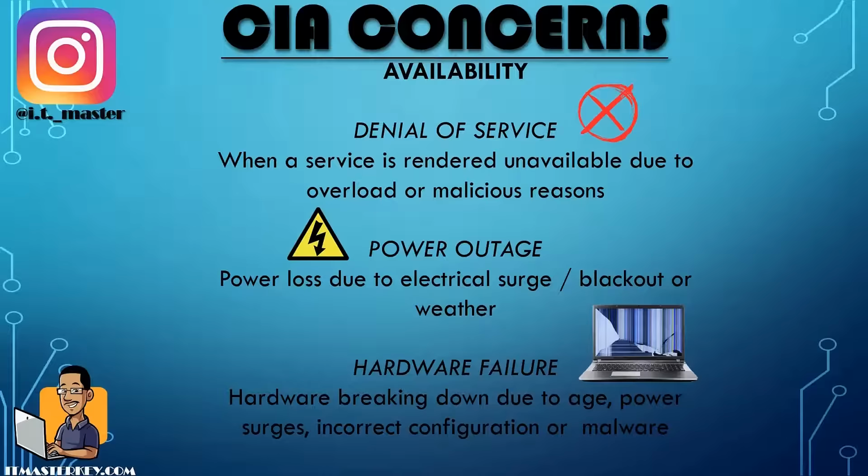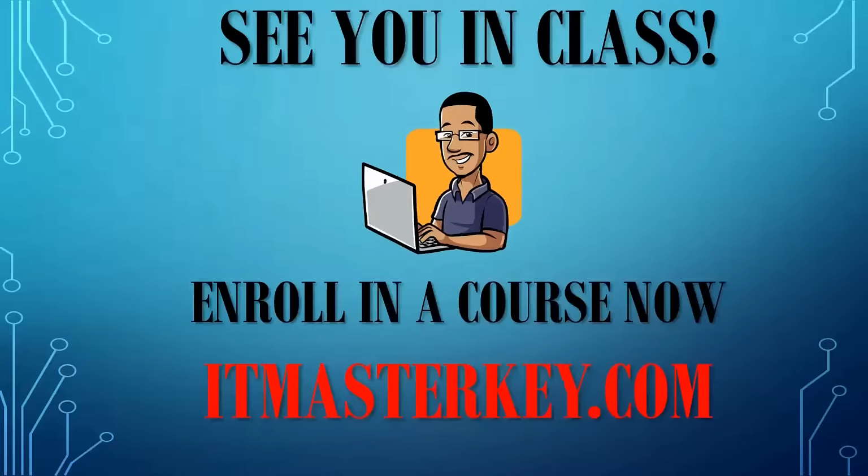Okay. Last but not least, hardware failure. So things break, you know, they may be past their lifetime. It may be time to life cycle those things, get rid of them and get some new stuff in there. So with availability, service can be denied, you might have a power outage, or stuff just might break from time to time, okay?